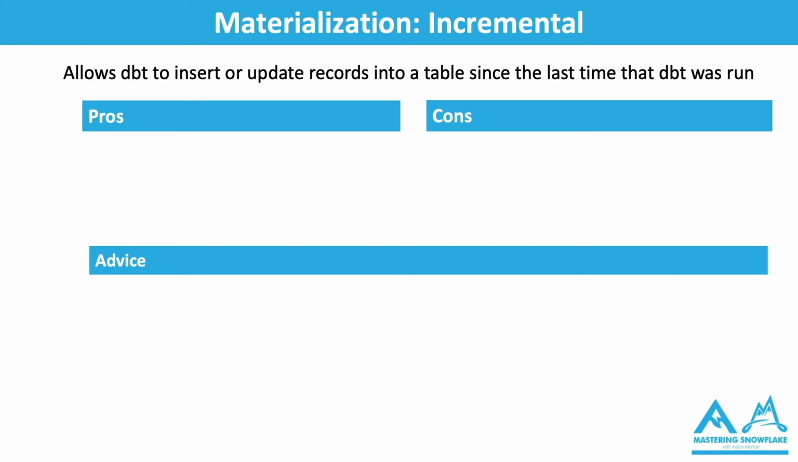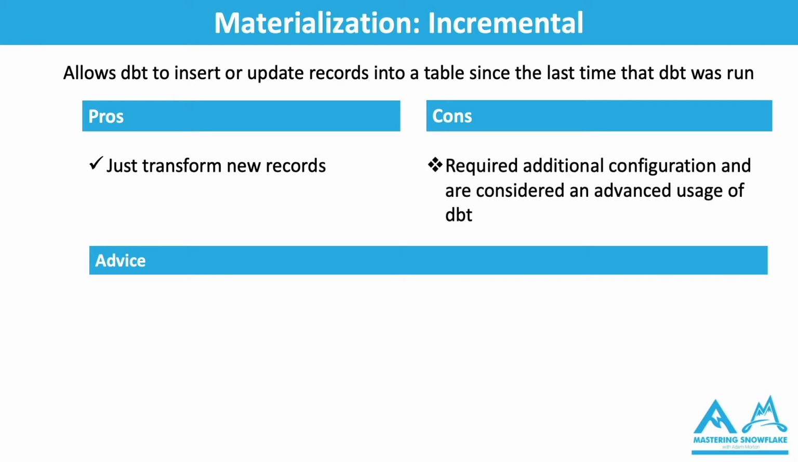The next type of materialization we're going to cover is the incremental materialization. So this allows DBT to insert or update records into a table since the last time DBT was run. So this allows you to just transform the new or changed records within your data, but it does require additional configuration, which we'll see in a second, and it's considered an advanced usage of DBT. So you need to make sure that you're comfortable and confident with using this approach.